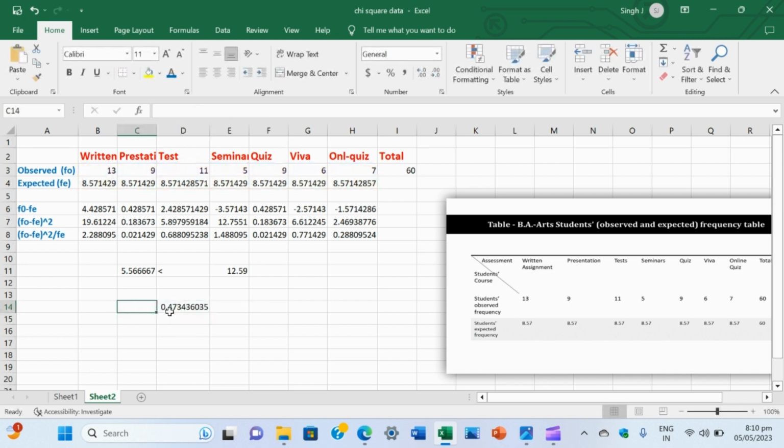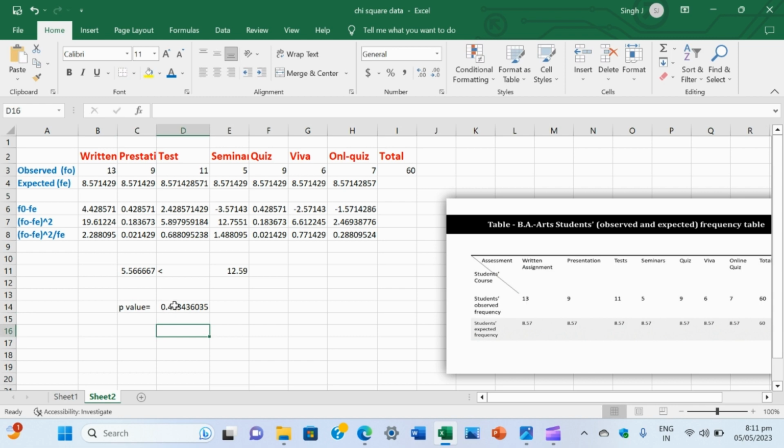which is actually 0.47. The p value means a 53% chance that we will not find the same result. Since the p value is greater than 0.05, hence it is not significant at the 0.05 level.